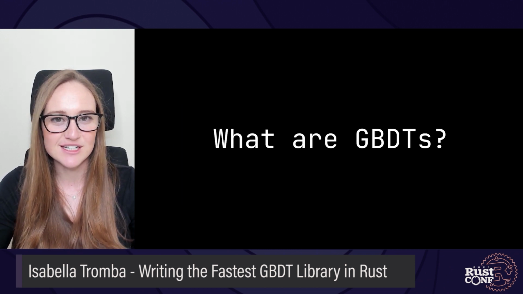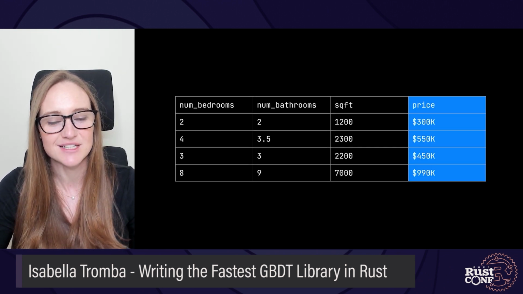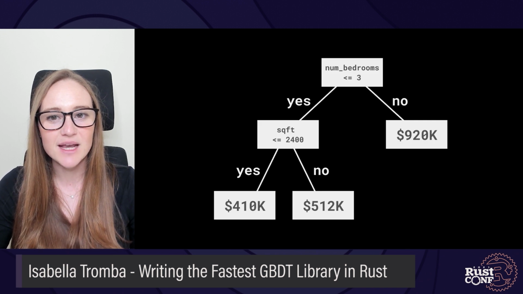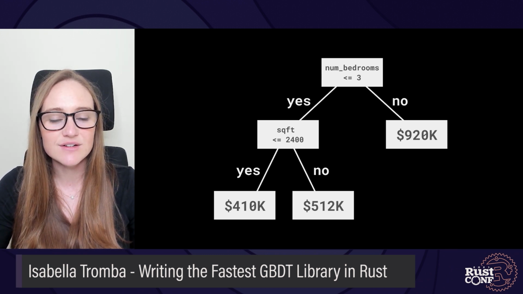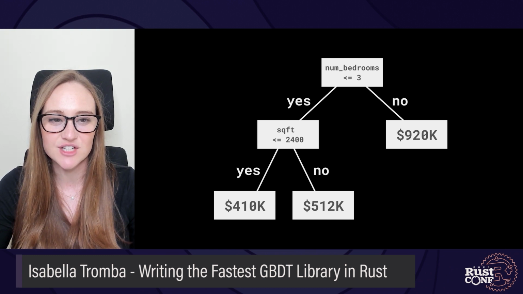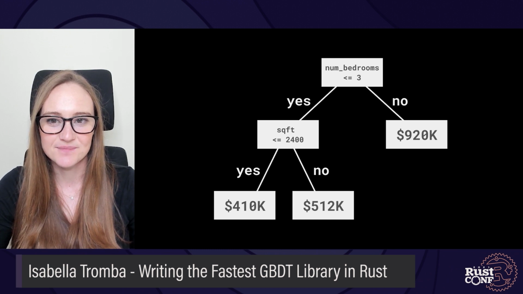So what are gradient-boosted decision trees? Let's say you want to predict the price of a house based on features like the number of bedrooms, bathrooms, and square footage. To make a prediction with a decision tree, you start at the top, and in each branch you ask how one of the features compares with a threshold. If the value is less than or equal to the threshold, you go to the left child. If the value is greater, you go to the right child. When you reach a leaf, you have the prediction.